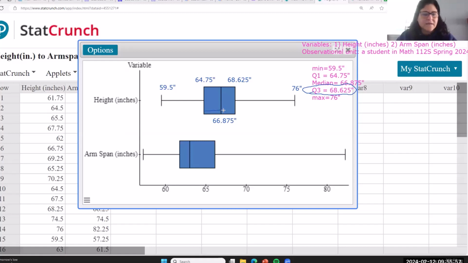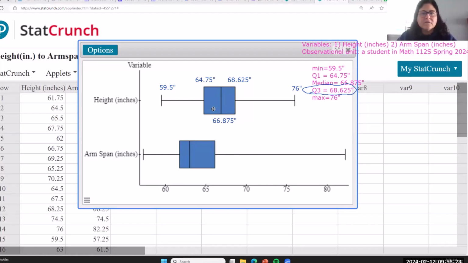Oh, this is supposed to be red. The 50%. I want red. There we go. So it's this distance from Q1 to Q3. So see the red there? That's the IQR. And what we do to find outliers is we take that distance.